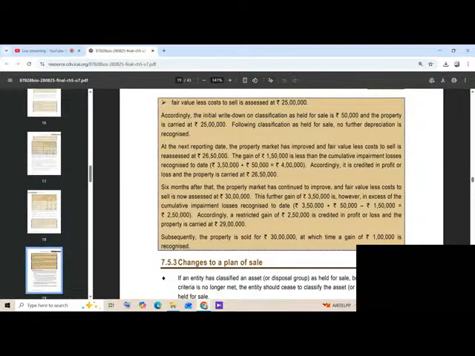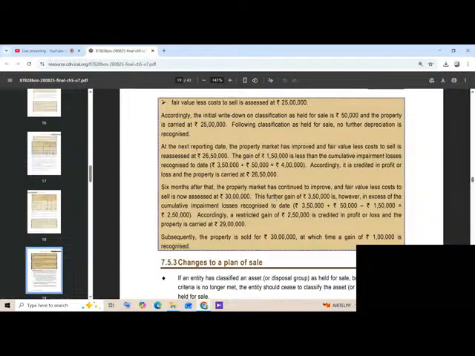So 3.5 plus 54. Accordingly, it is credited in profit and loss and the property is carried at 26 lakh 50,000. 6 months after that, the property market has continued to improve and the fair value less cost of sale is now assessed at 30 lakhs.